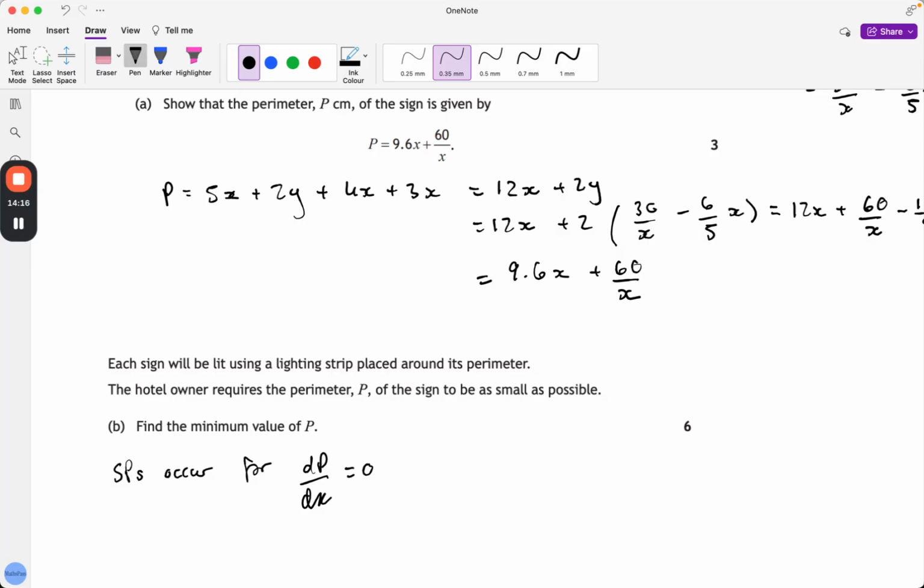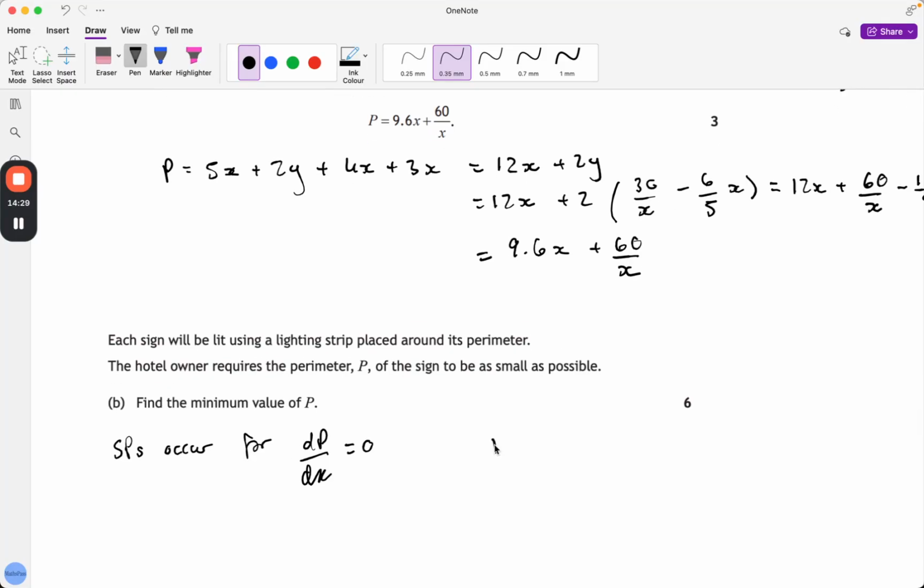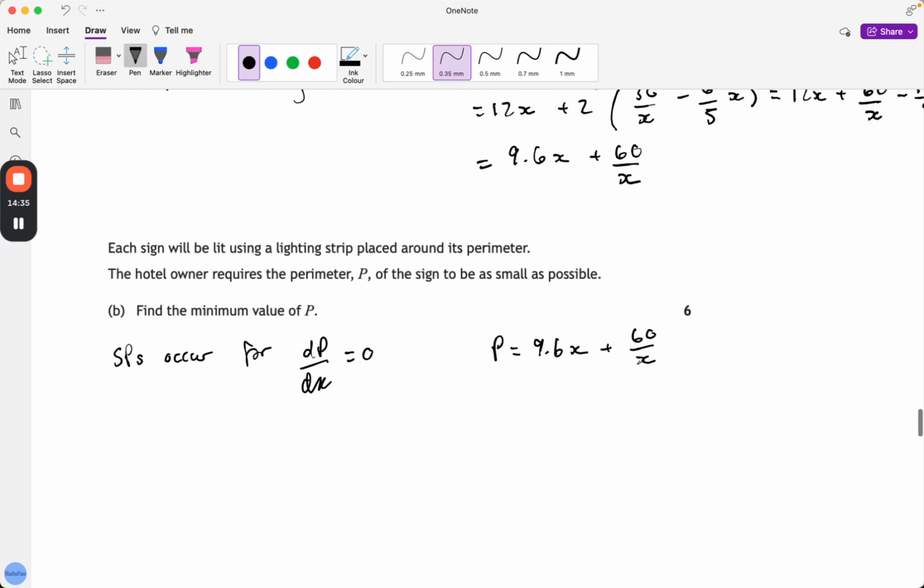Whatever works for you. I would generally recommend doing a little statement like that at the start though, just to prompt yourself, and also to show the examiner that you know why you're doing what you're doing. So our next step is to just differentiate. So I'll rewrite our P here. We have P equals 9.6x plus 60 over x. And then we want to differentiate that.